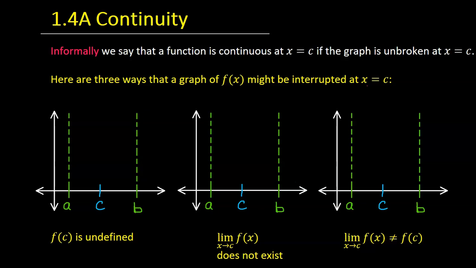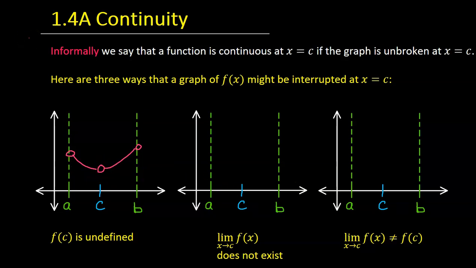So one way is that f at c might be undefined. So imagine a function that looked like this. All right, it's swooping down, but then right at c, we find that the function is actually undefined. So this is a discontinuity. It's a break in the graph.